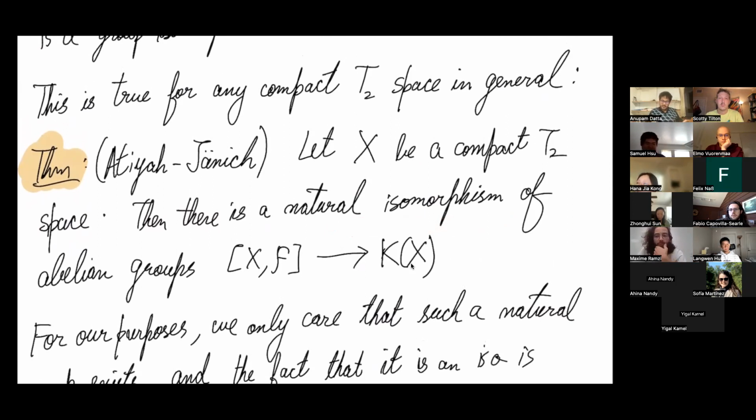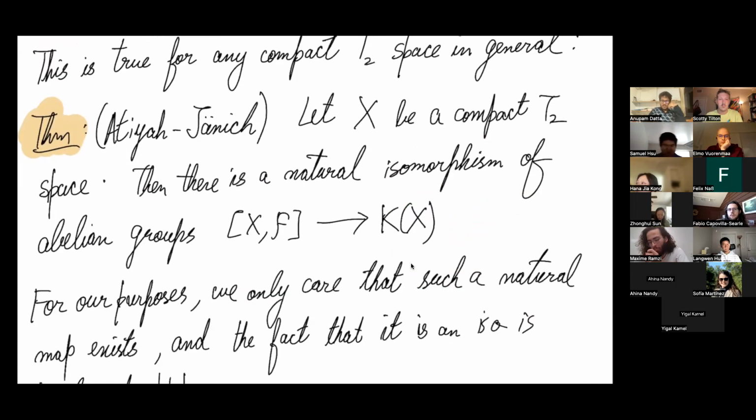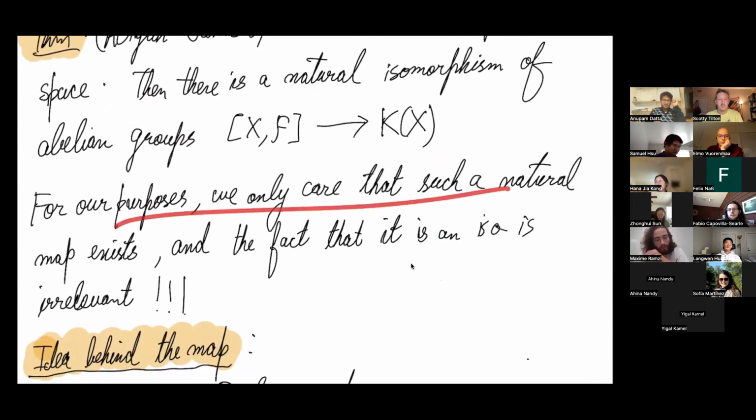All you need is that you have a natural map from this homotopy class of maps to K of X. That is enough for the purposes of the paper. I will later show that if you have the additional information that it is an isomorphism, then you can get much nicer results. But again, we just want the existence of a natural map from the group [X, F] to K of X. The fact that it's an isomorphism is just a fact for us right now. It doesn't have many more consequences.